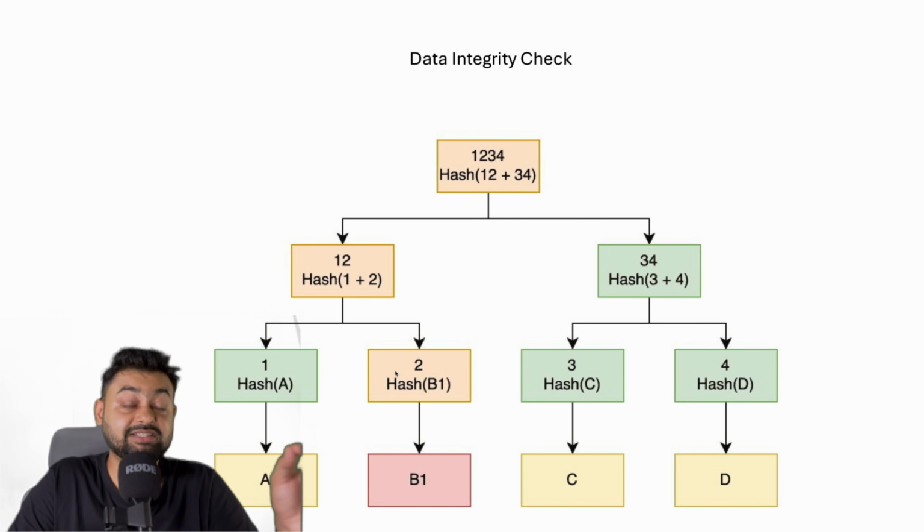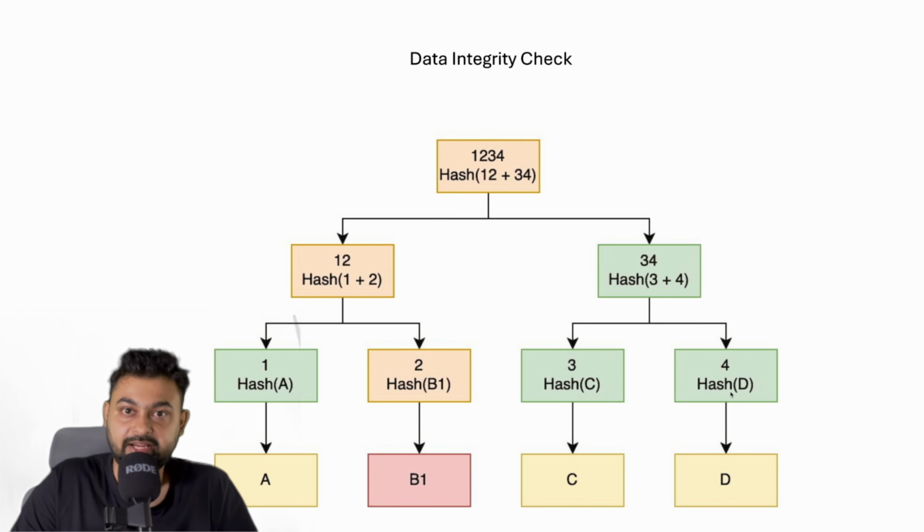So what you can do is calculate the hash of A and the hash of B, but you have checked that B's hash is wrong. In terms of C and D, the hashes are correct, but for B, the hash is wrong. As a result, the hashes of A, C, and D are correct, but whenever the hash of B came, it came as B1, which is not right.